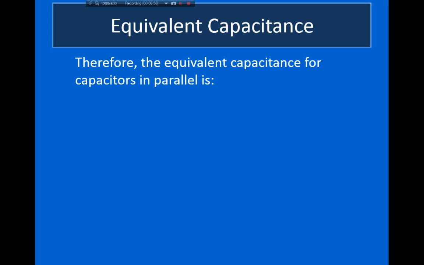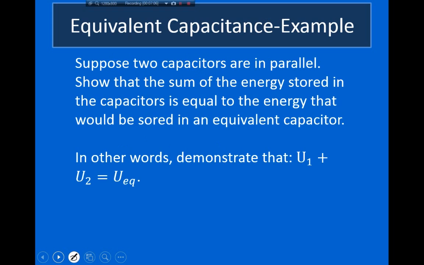Now if I have multiple capacitors that are in parallel, then the equivalent capacitance is going to be equal to C1 plus C2 plus C3 and so on. So let's take a look at a couple of examples.